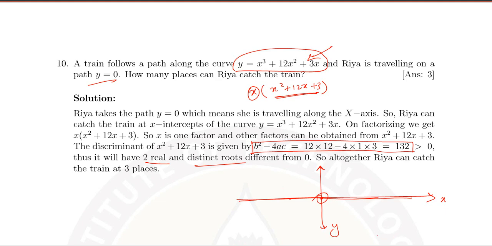So we are not interested in knowing where that cuts the x-axis, but we are very sure that it will definitely cut the x-axis at another 2 points, right? So one x we got from here, and from here we can find another 2 places where it cuts the x-axis, and those will be the points where Ria can catch the train. So altogether she can catch the train at 3 different places.